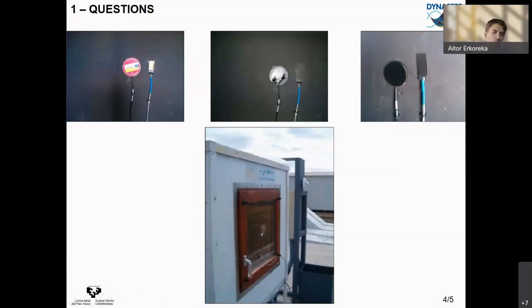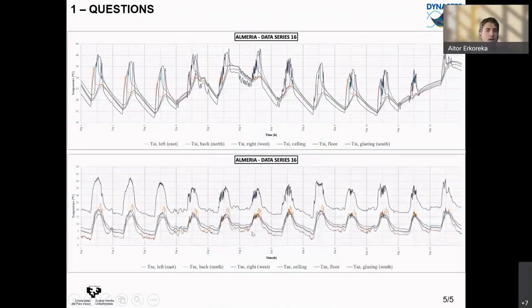So actually, when you are using surface temperature or surface heat flux measurements on a semi-transparent element such as a window, you are not measuring the exact surface temperature of the window. You can do it on opaque surfaces, but when you have glazing, it's very hard to measure them correctly, because the behavior of the sensor surface and the behavior of the glazing surface should be the same. And here you have an example.